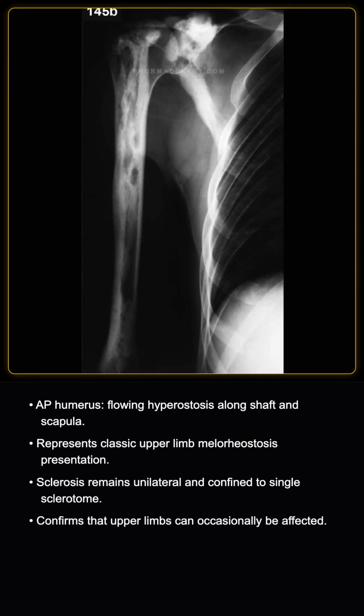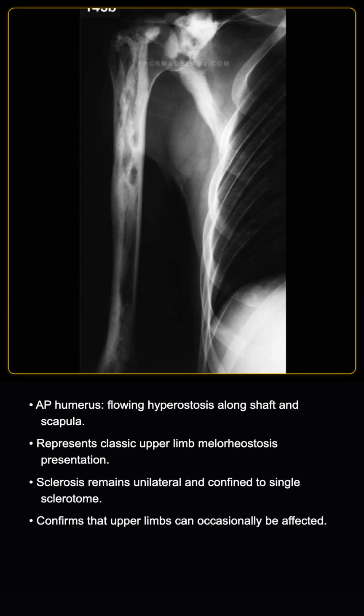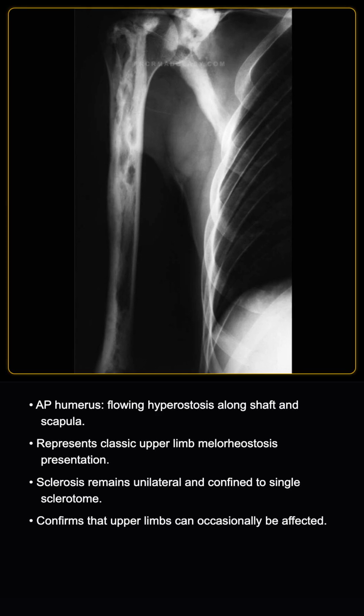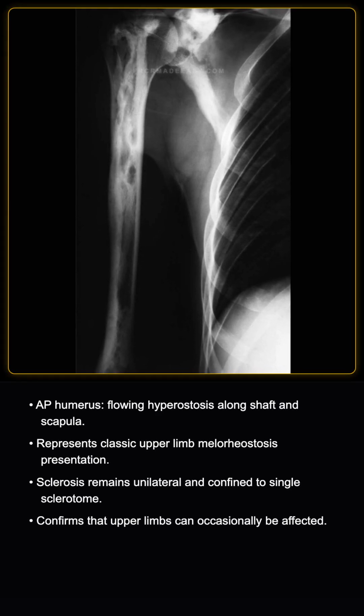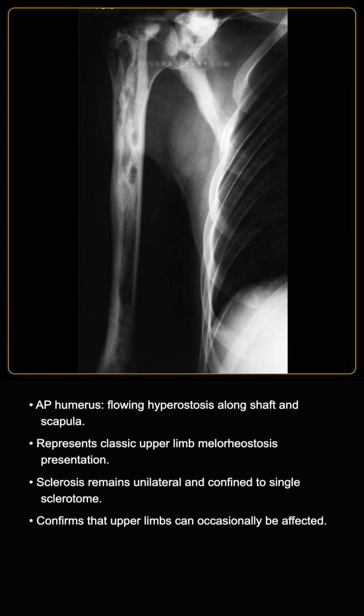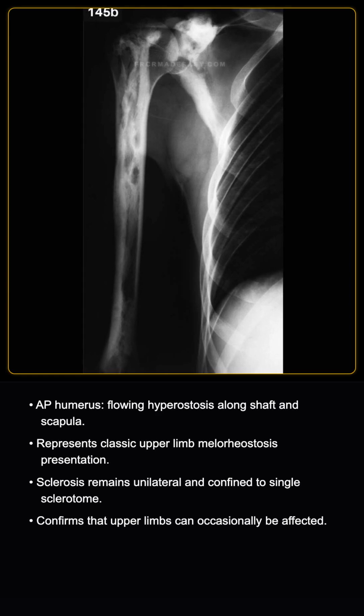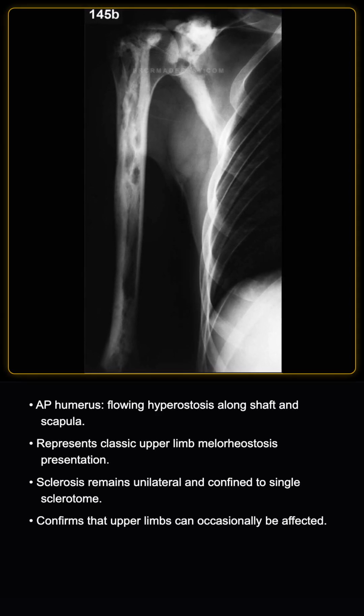This illustrates a classic, severe presentation of Melorheostosis in another patient where the dripping candle wax appearance is highly pronounced. Note that the sclerosis remains unilateral and confined to a single extremity sclerotome, sparing the contralateral skeleton. This case highlights that while lower limbs are most common, the upper extremity can also be affected.